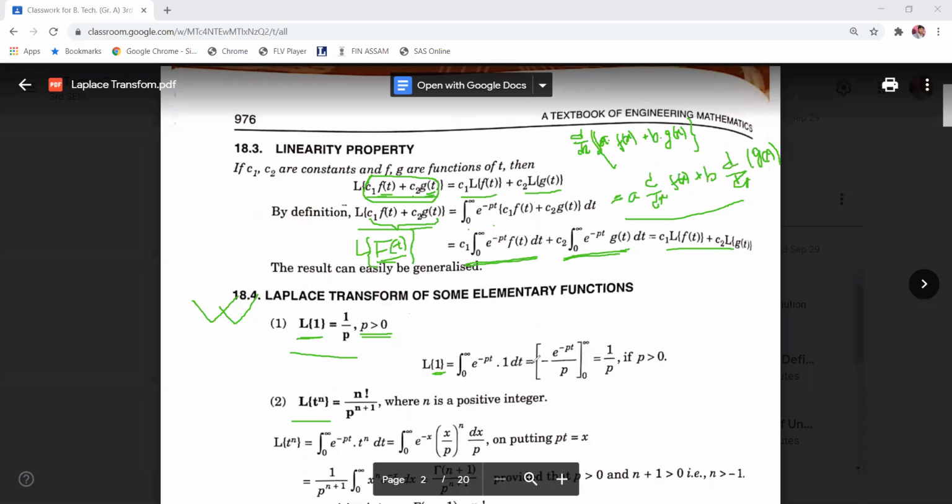Because you are integrating with respect to t, consider p as a constant. So e to the power minus pt by minus p, because a negative is there. So negative e to the power minus pt by p. Then you put the limit 0 to infinity. So e to the power minus infinity is what? 0. So the first term will be 0, and then minus is there. So minus minus becomes plus, and then you put 0. So e to the power minus 0, e to the power 0 is what? 1. So it is 1 by p.